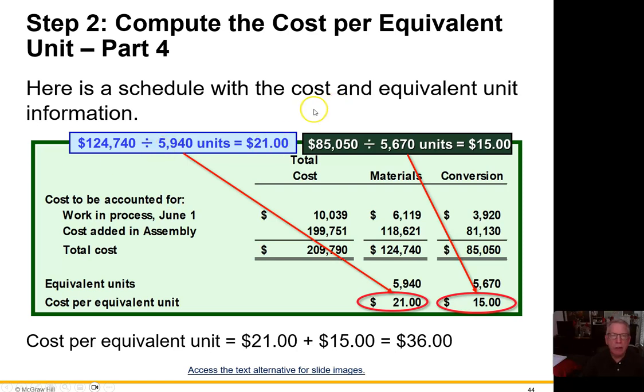Okay, so here's a schedule that does that. Here's our total costs again, same numbers, here, here, and here. We divide that through by the equivalent units, here and here. And that gives us cost per equivalent unit of $21 for materials and $15 for conversion, labor, and overhead. That total is $36 cost per equivalent unit.